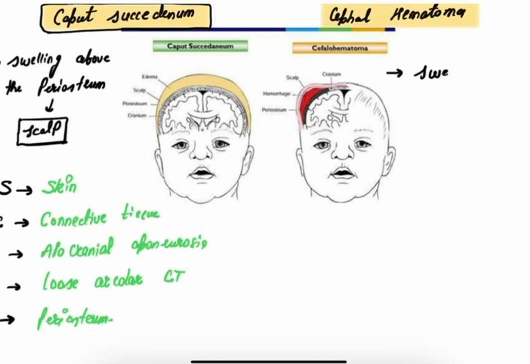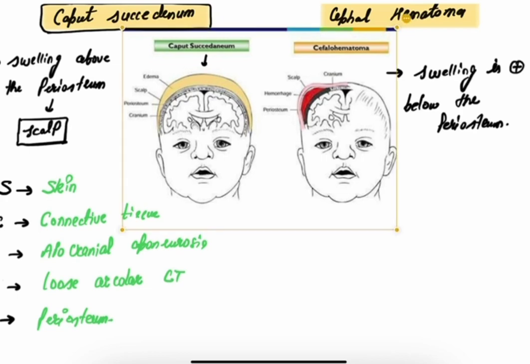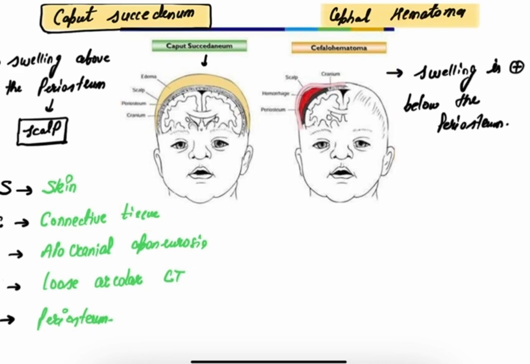Swelling is present below the level of the periosteum of skull bones. So this is the image of caput succedaneum. You can see a large collection above the level of periosteum. This collection is in yellow color. This is the image of cephalhematoma, in which you can see a small collection below the level of periosteum. The red color shown in the image is hemorrhage, the collection called cephalhematoma.